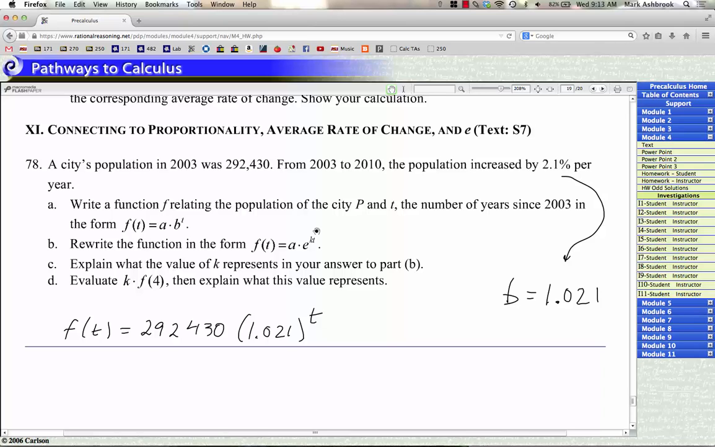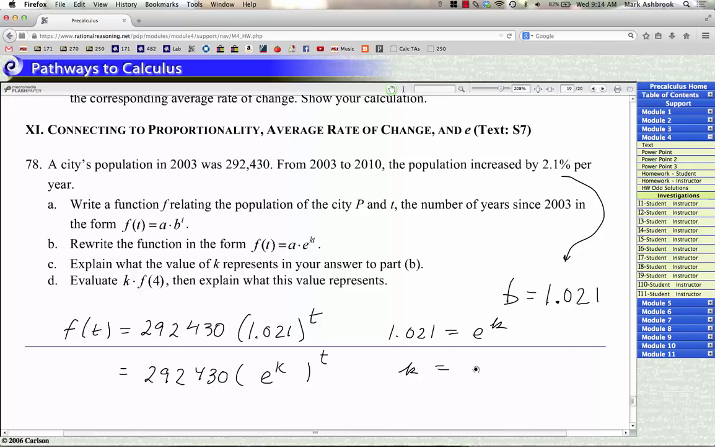Okay. So now we want to rewrite the function in this form. So we know that a stays the same, the exponent t is the same. So what's left? e to the k. So we have the growth factor and we need k. So 1.021 equals e to the k. We just write down what k is. What is k? 0.021.